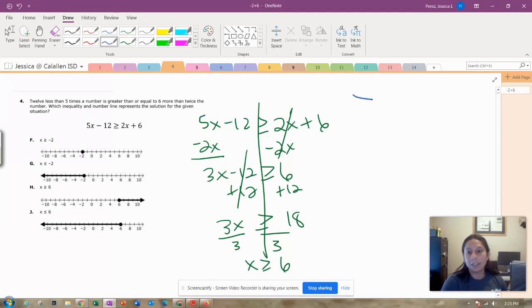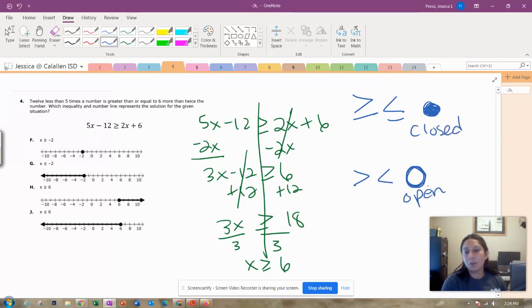Remember, when you have an inequality that is greater than or equal to, less than or equal to, it's a completely closed circle. When it's greater than or less than, it's going to be an open circle. So make sure you know the difference between when you should use an open circle or a closed circle.